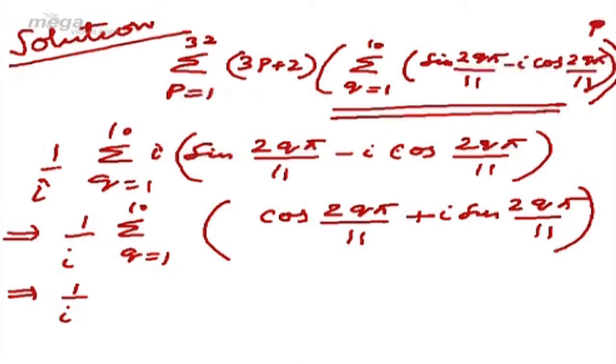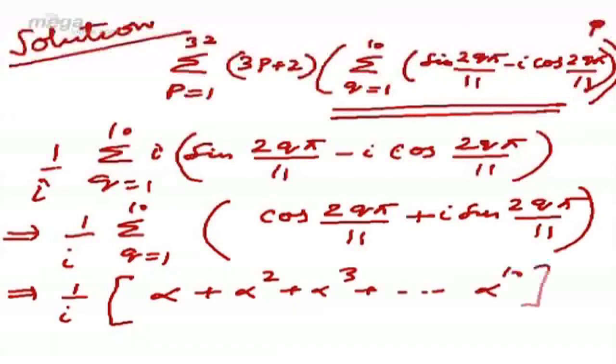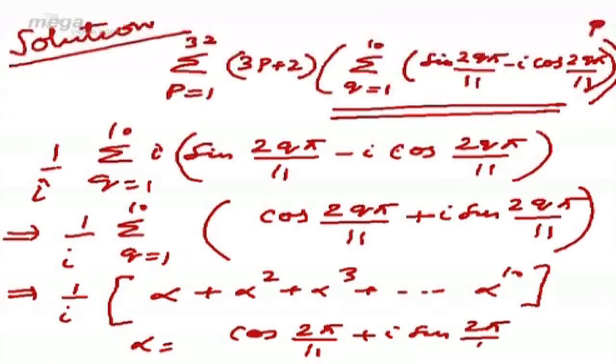So 1 by I, if you put the value of q from 1 to 10, and if you assume cos 2 pi by 11 plus I sin 2 pi by 11 is equal to alpha, the expression in the bracket becomes alpha plus alpha square plus alpha cube till alpha to the power 10, where alpha is equal to cos 2 pi by 11 plus I sin 2 pi by 11.